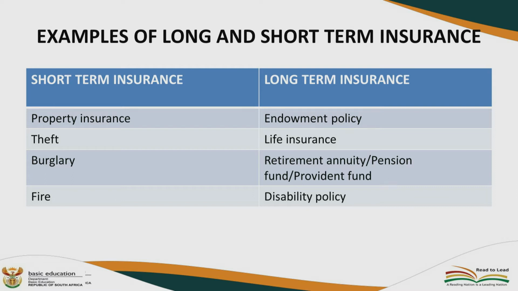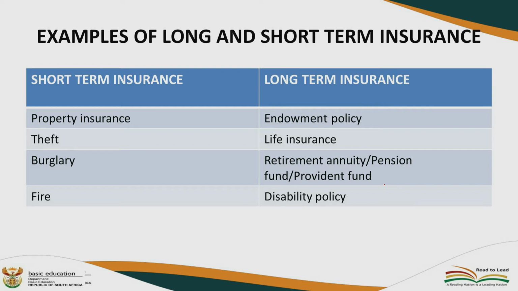Then let's go to examples of long-term insurance, such as an endowment policy. What is an endowment policy? It's a policy that is taken out at an early stage that will pay when a person reaches a certain age or retires. So why is it long-term? Because the payout is going to be done after a very long time. You might finish matric and get employed, and decide to take out an endowment policy that must pay out at the age of 55 or 60 years. In that way, it's long-term.